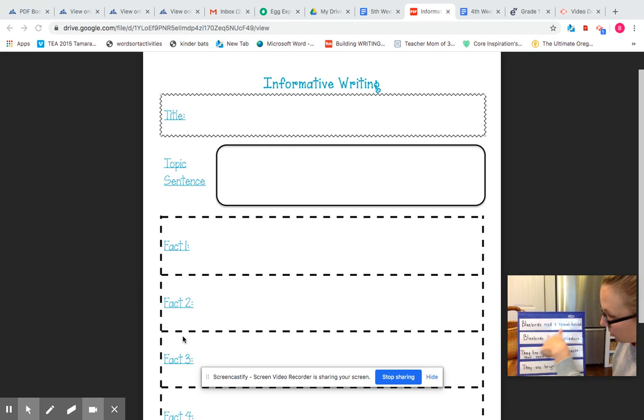Bluebirds live in meadows. Well, it uses the word live. They live in meadows. So that answers the question, where do they live? So it belongs in this paragraph. They live in meadows because they need space. Does that give information about where and why they live where they do? It does.